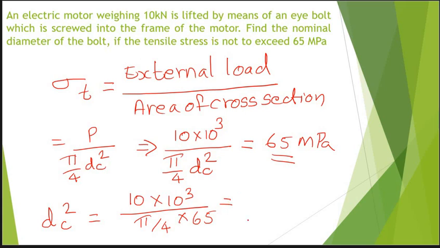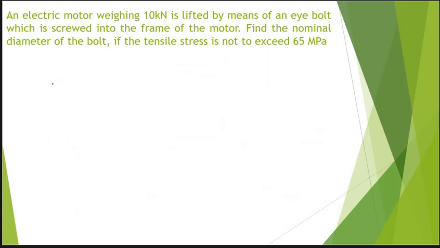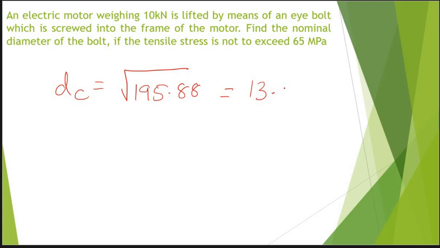You will get this value as 195.88. So dc square is 195.88. So dc is equal to square root of 195.88, which is equal to 13.995 mm. It is approximately equal to 14 mm.